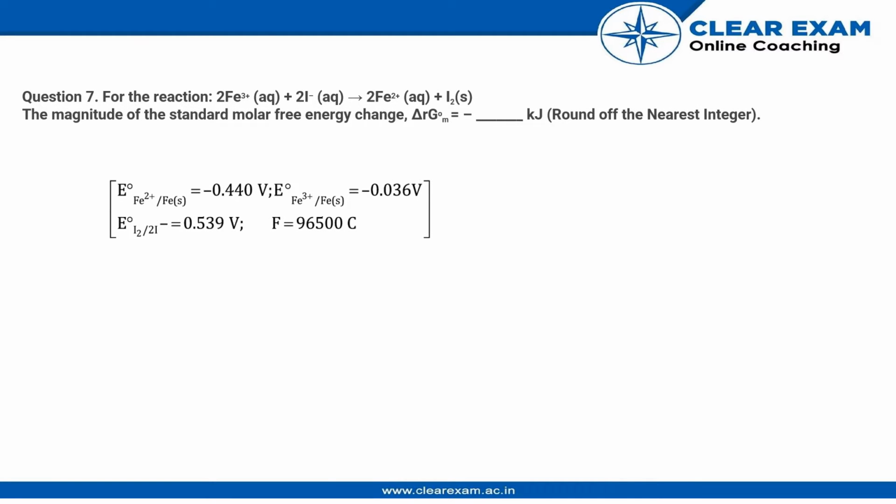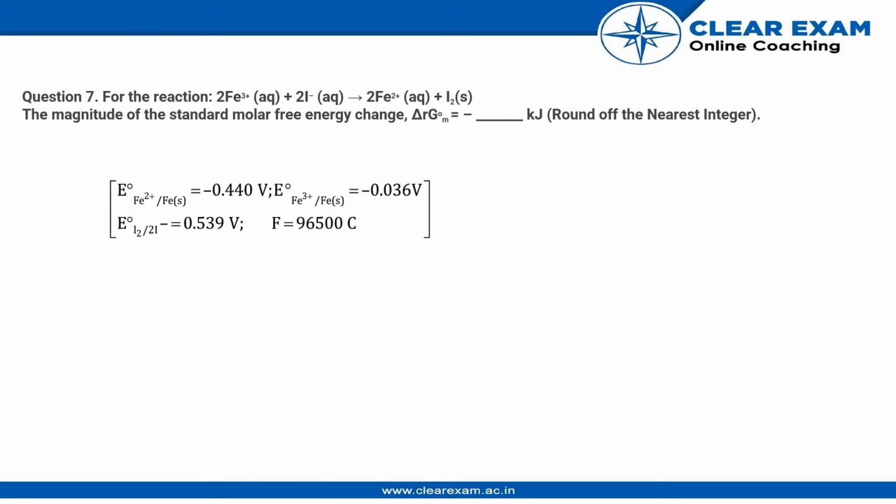Hello students, here is the question. For the reaction 2Fe3+(aq) + 2I−(aq) gives 2Fe2+(aq) + I2(s), the magnitude of the standard molar free energy change, that is ΔrG°m, is?